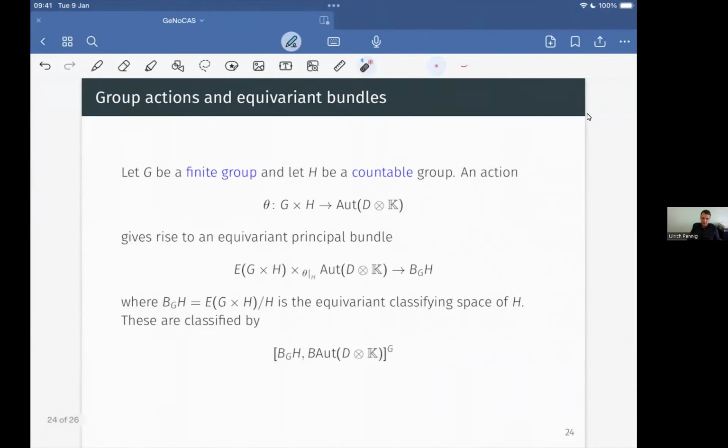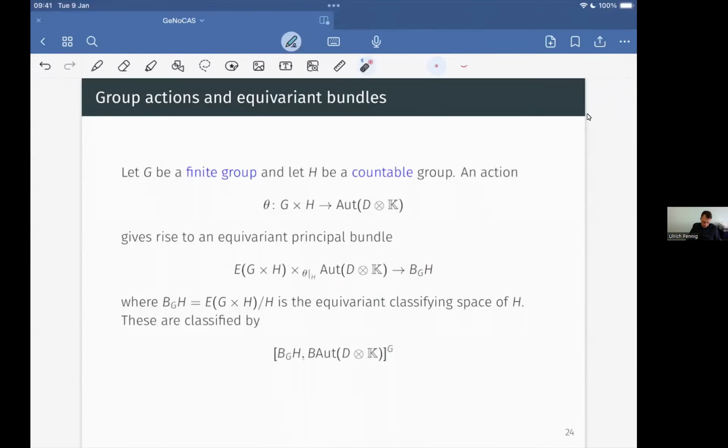So here's another setup. Let's assume that you have a finite group G, and let H be a countable discrete group. And let's assume that we have an action of the product on D tensor K, where D is again a strongly self-absorbing C-star algebra. Then I can cook up an equivariant principal bundle by just neglecting the G here and just using the H action, right? So I take the universal bundle for G times H, but I'm only associating this algebra using the H and not the G. And then everything inside, even this quotient here, carries a G action. And so you get an equivariant principal G bundle over this classifying space here.